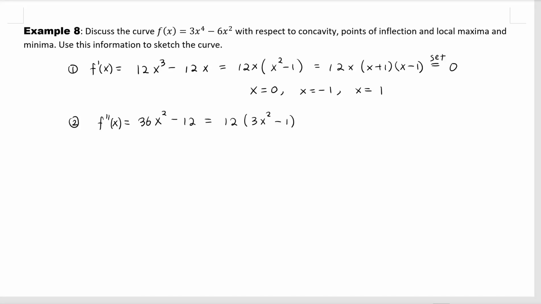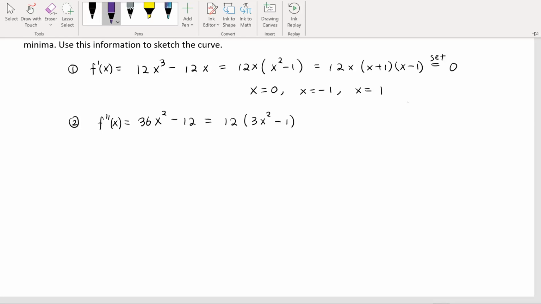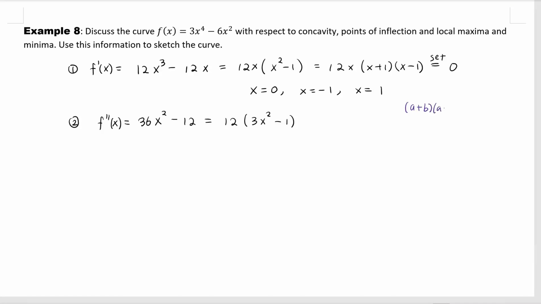Okay? How do you factor this guy? Keep in mind that a plus b, a minus b is a squared minus b squared. Okay, but here you can think about 3 is like square root of 3 squared. So that's why here we have 12. My a is now square root of 3x plus 1 and square root of 3x minus 1. Okay, and you want to set it equal to 0.